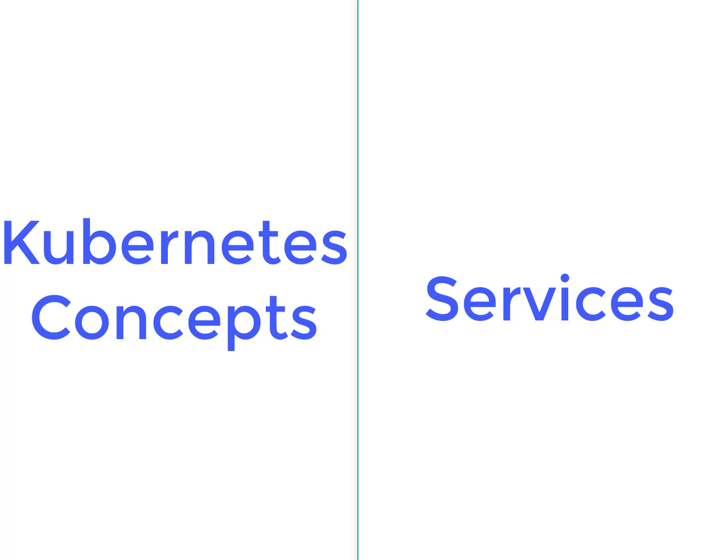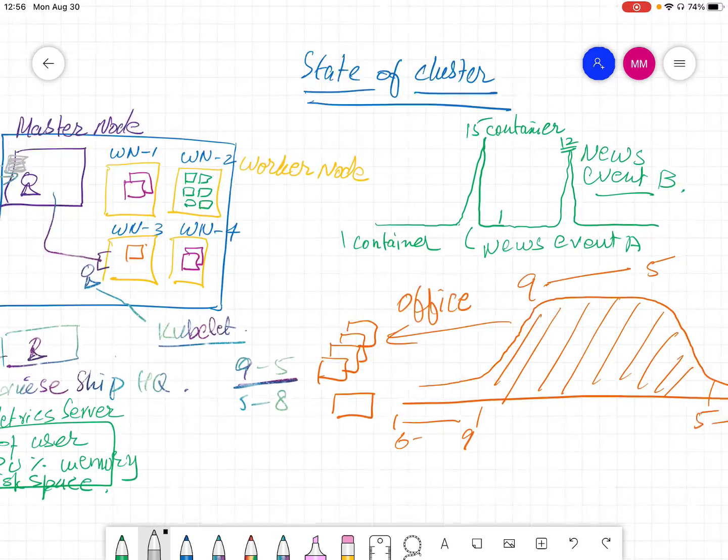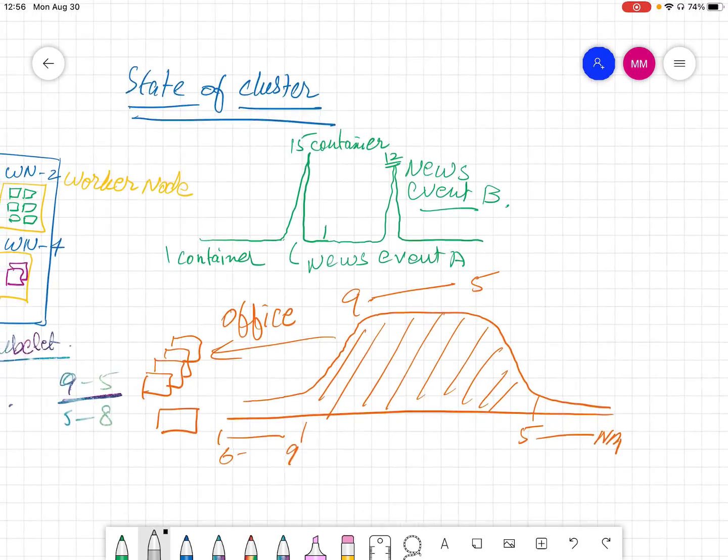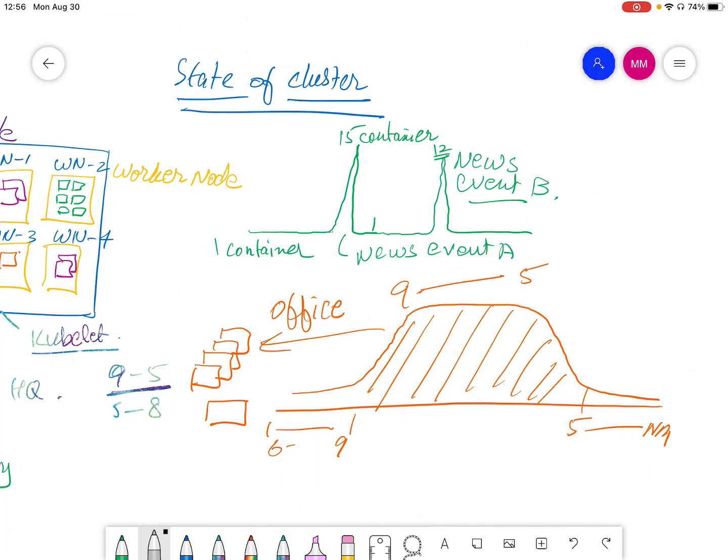Okay, so now we know that we presented two applications to you, right? One was an office application, which was heavily used during typical 9 to 5 office hours, and not much activity before and after the day.